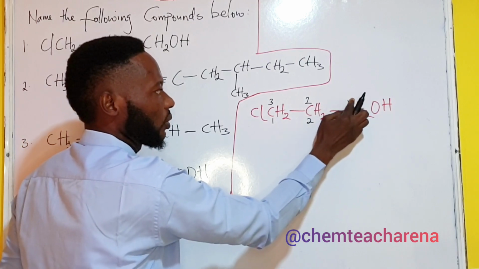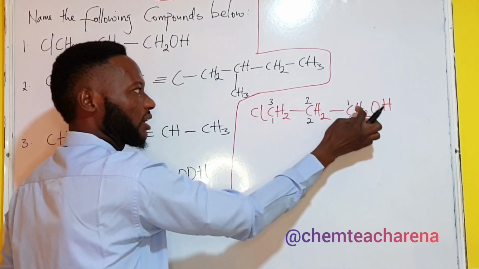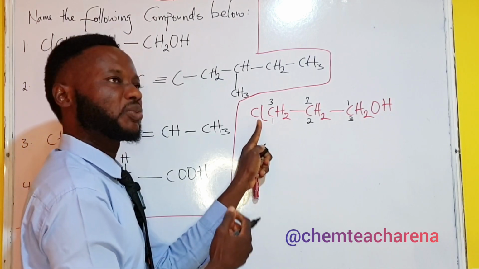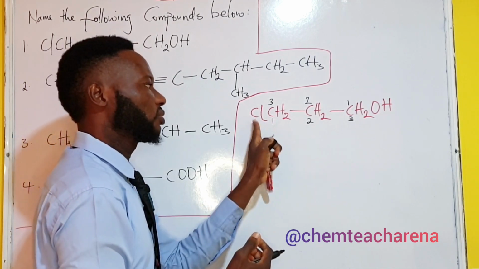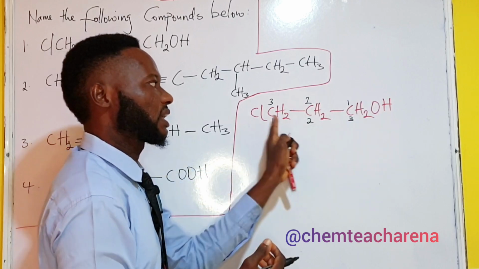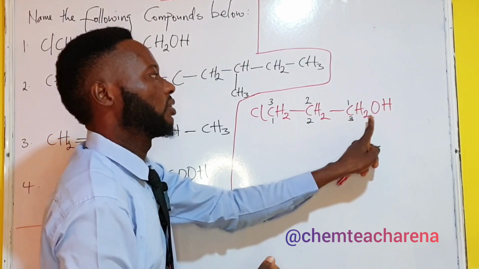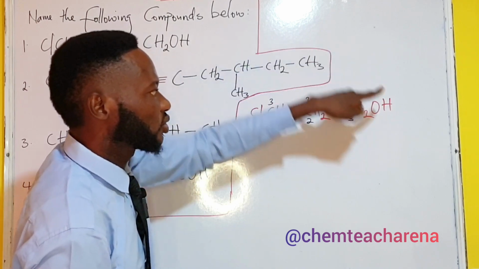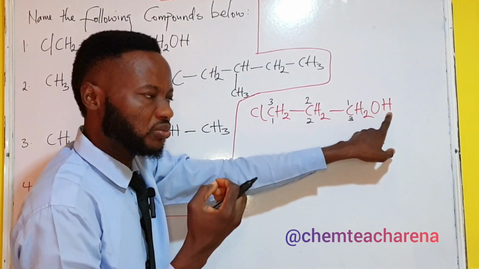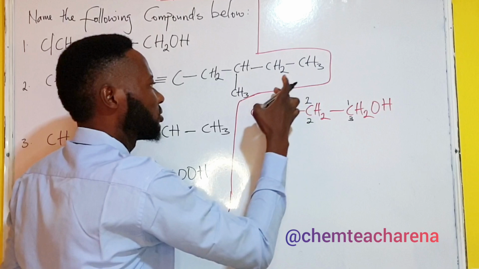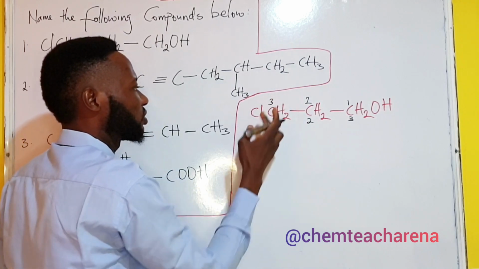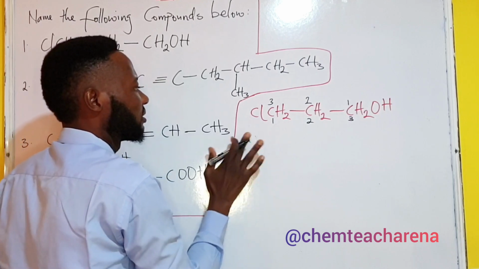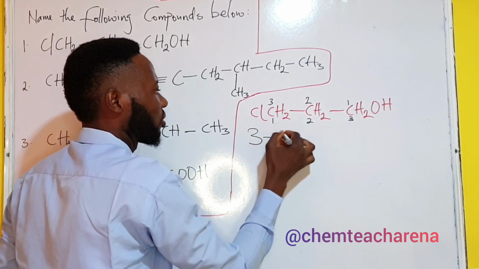So I'm taking my counting from this one, because if I count from this chlorine, that means the hydroxyl will not take the smallest number. I don't want to give the preference to them. I'm giving it to this because this is an alkanol. I count from here so that this hydroxyl can take the smallest number. 1, 2, 3. So at position 3, I have chlorine. I will say 3-chloro.